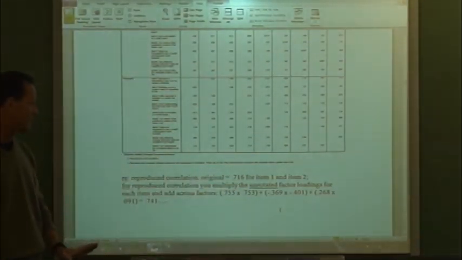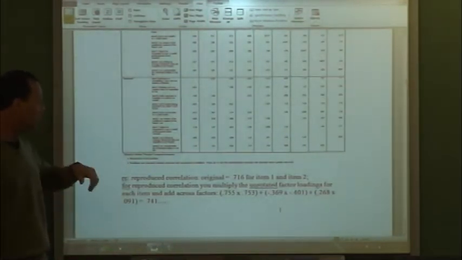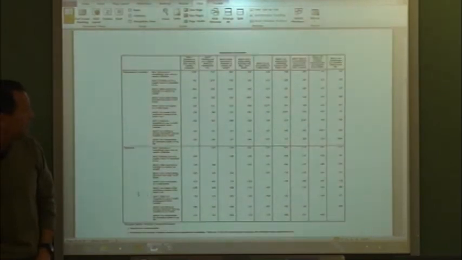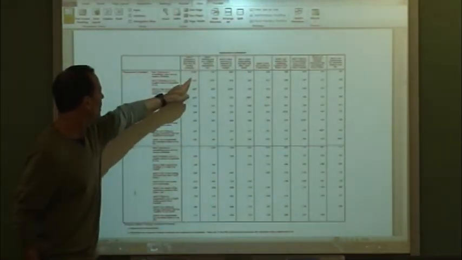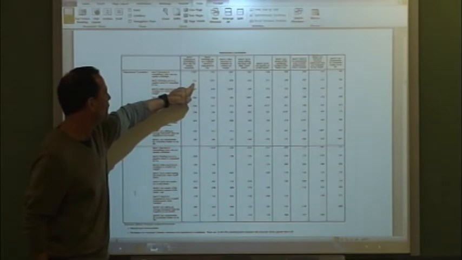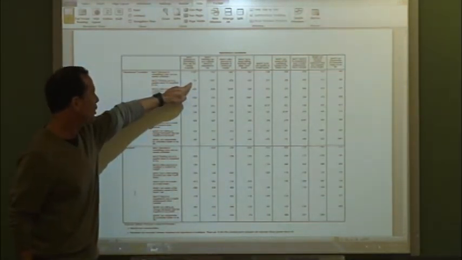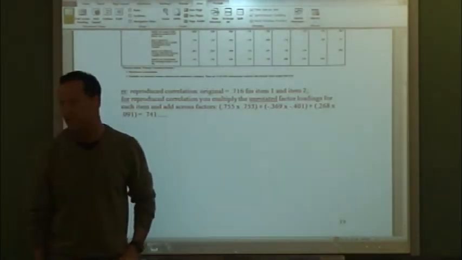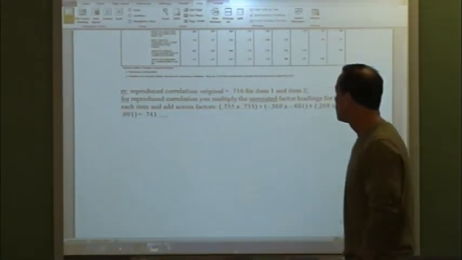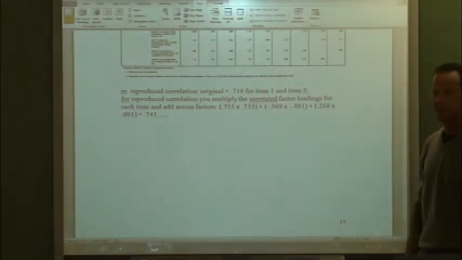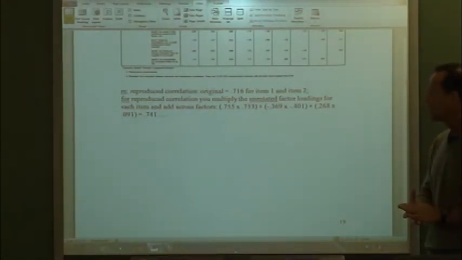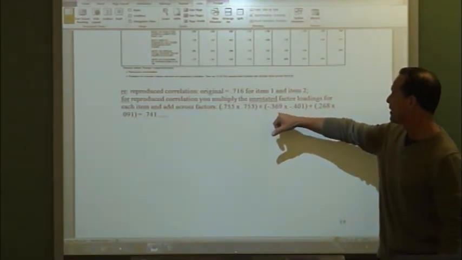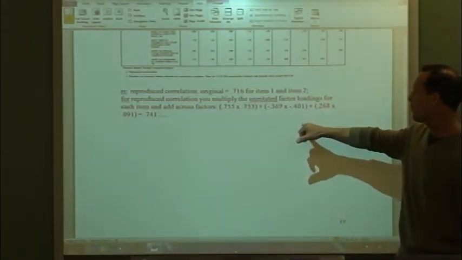That's the original, and the reproduced. The reproduced is, I'm sorry, it's 0.741. That's what I meant to say. 0.741. How do you get that 0.741? You multiply the unrotated factor loadings, which came from that component matrix: 0.755 times 0.753 plus negative 0.369 times negative 0.401, etc.